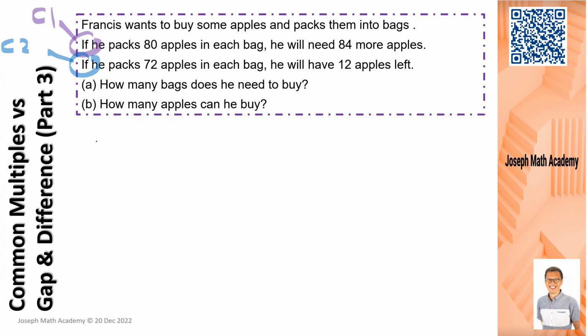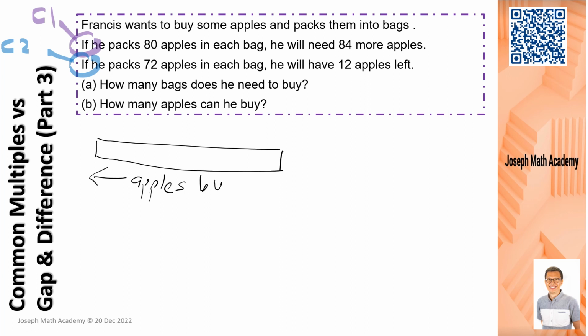All right, so this model represents the apples that Francis would like to buy. So I put a question mark there, okay? All right, I'm going to label this model case 1. So if he packs 80 apples in one bag, he will need 84 more.